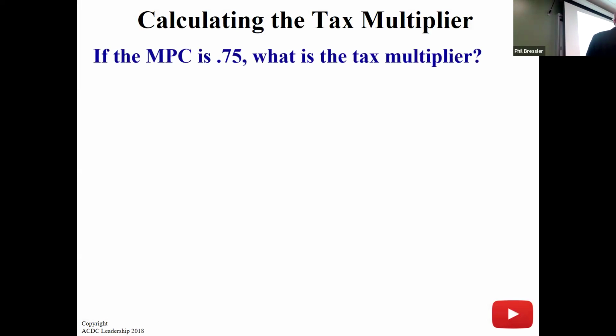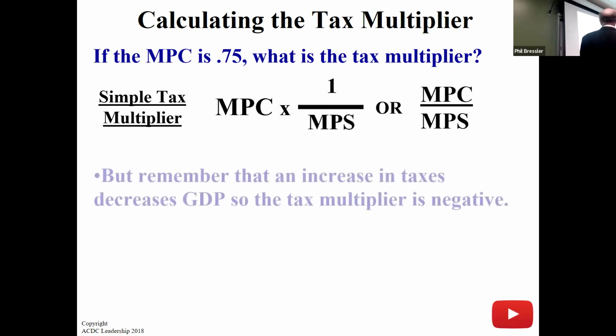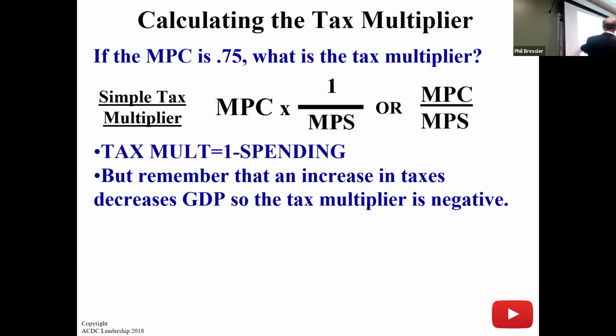All right. So here is the tax multiplier. You want to do MPC times 1. Let me give you the easiest one. The tax multiplier is 1 minus spending. Now, in your notes, it says spending minus 1. When we go over some problems, I'll show you why I flipped it to 1 minus spending. Can you use either one of these? Yes, you can.